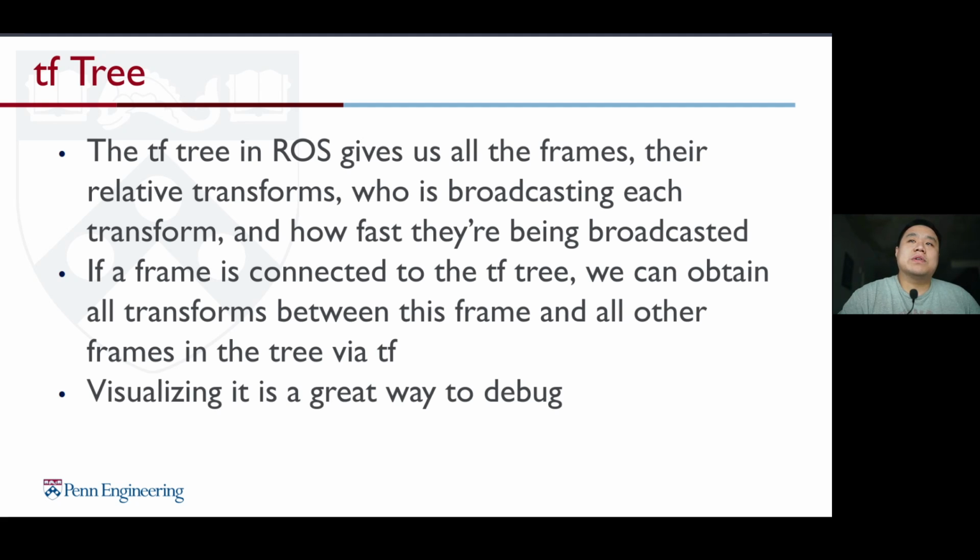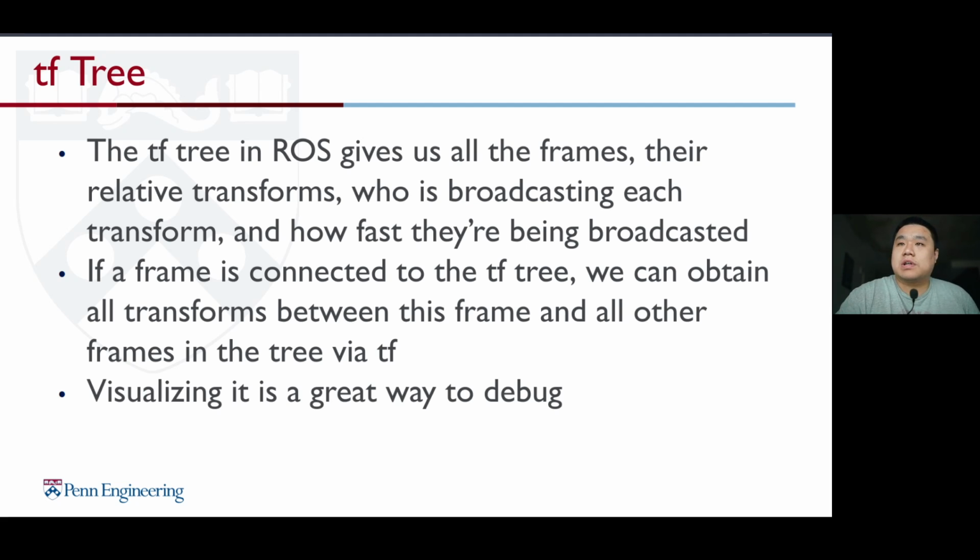If you add a new frame, you just connect it to the existing TF tree by creating a static transform to one of the nodes in the tree. And the nice thing about TF is that once you do that, you can obtain all transformations between this frame and all the other frames that were also in the tree via TF. So it's very useful. And lastly, visualizing it is a great way to debug.